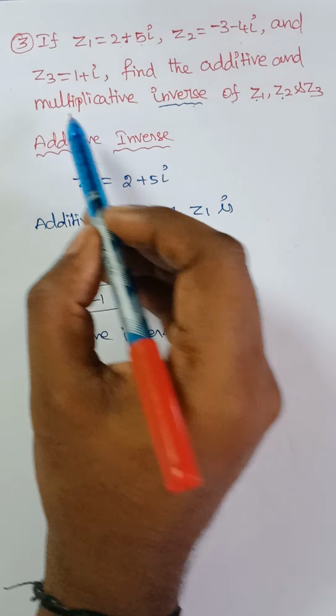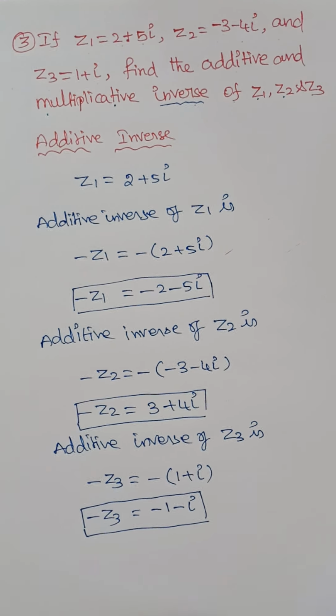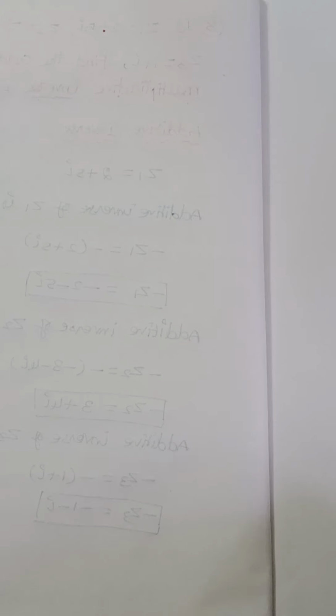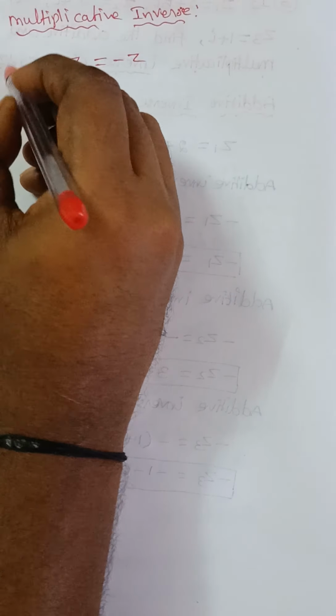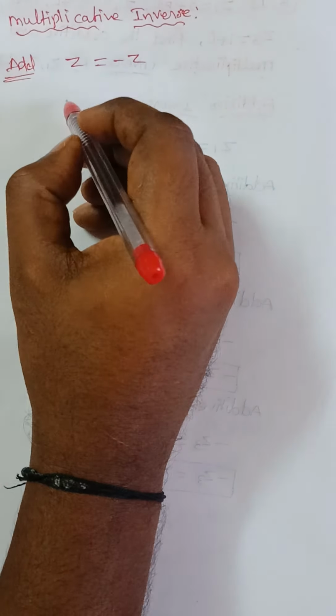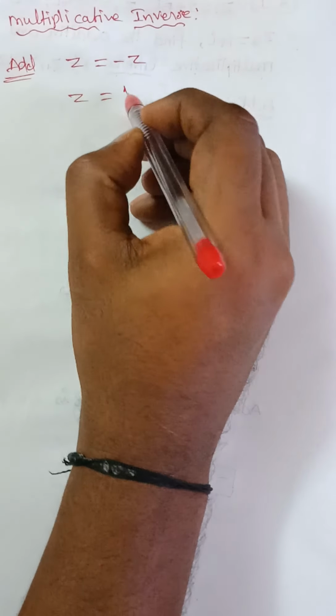So next we have to find the multiplicative inverse. When we said additive inverse, we put a negative. So now we are going to look at the multiplicative inverse. For z, the additive inverse is minus z. For z, the multiplicative inverse is 1 by z.